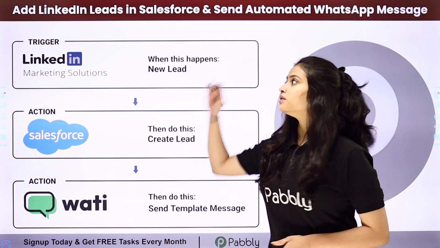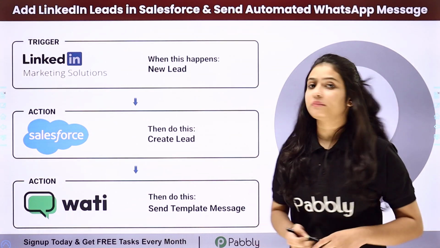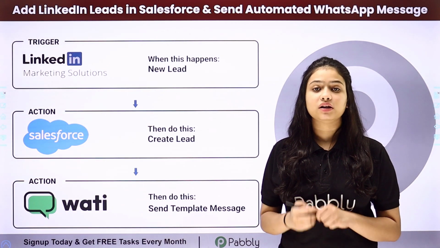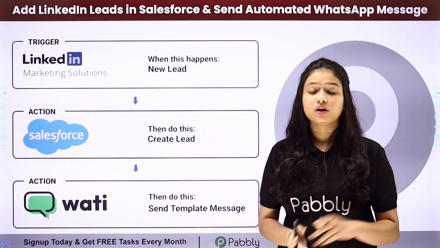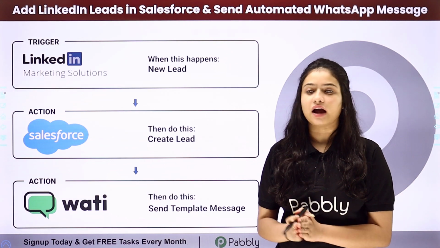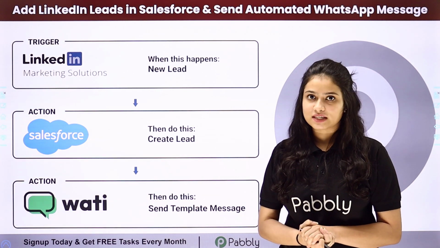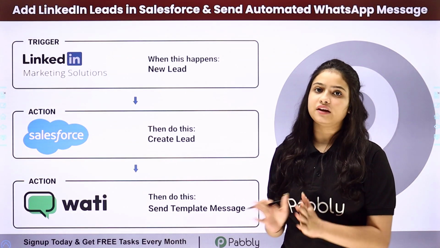Today we are going to learn how to add LinkedIn leads in Salesforce and send automated WhatsApp message. Suppose I am having a business for which I am running an ad campaign on LinkedIn lead gen forms, and I want that whenever a new lead will be generated through it, automatically by using the same response, a new lead should also be created and added in my Salesforce account. And at last I also want to send an automated WhatsApp message to the same lead. So how we are going to do this process automatically and effortlessly?